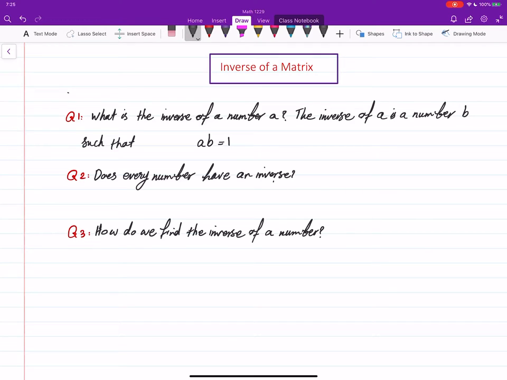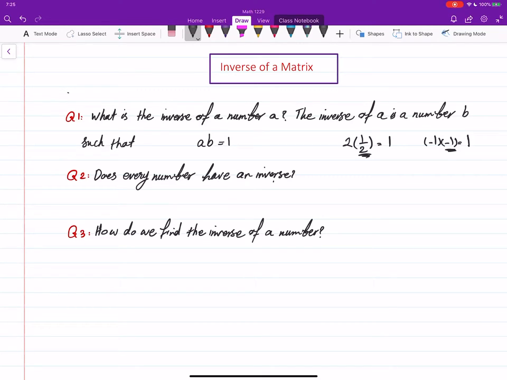So if you're looking for the inverse of 2, you have to find the number such that when you multiply 2 by that number, you get 1. That's 1 over 2, or half. Or negative 1, for example. What is the number that, when you multiply it by negative 1, you get 1? It is negative 1. So negative 1 or 1 over 2 is the inverse of the given numbers, negative 1 and 2.